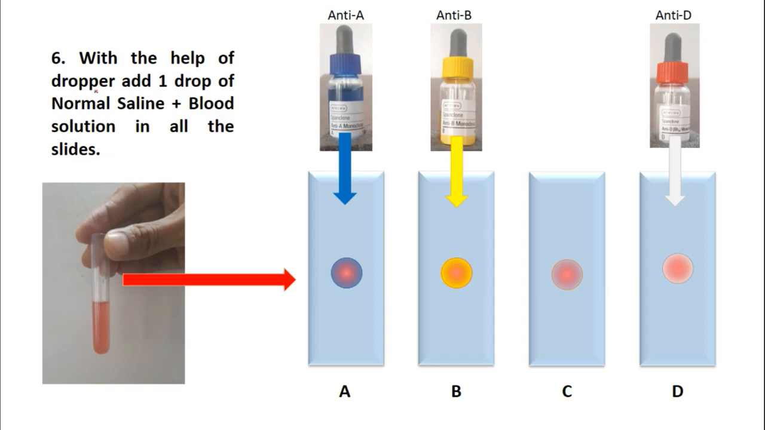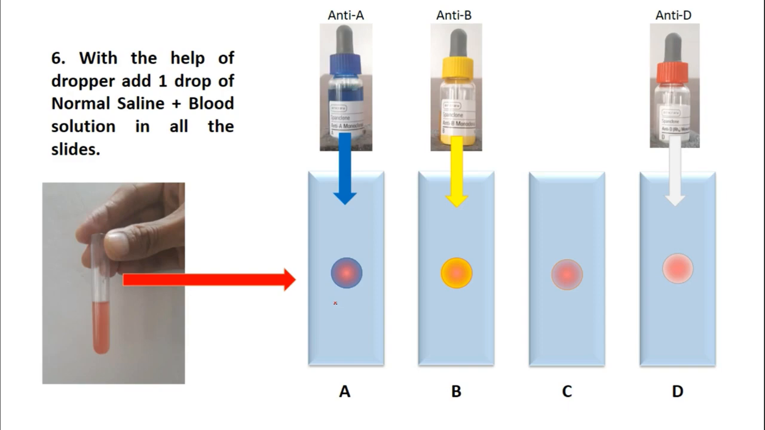Now with the help of a dropper, add 1 drop of the normal saline plus blood solution in all the slides. This solution contains normal saline plus blood. Means you have to add 1 drop of this solution in slide A, slide B, slide C and slide D.